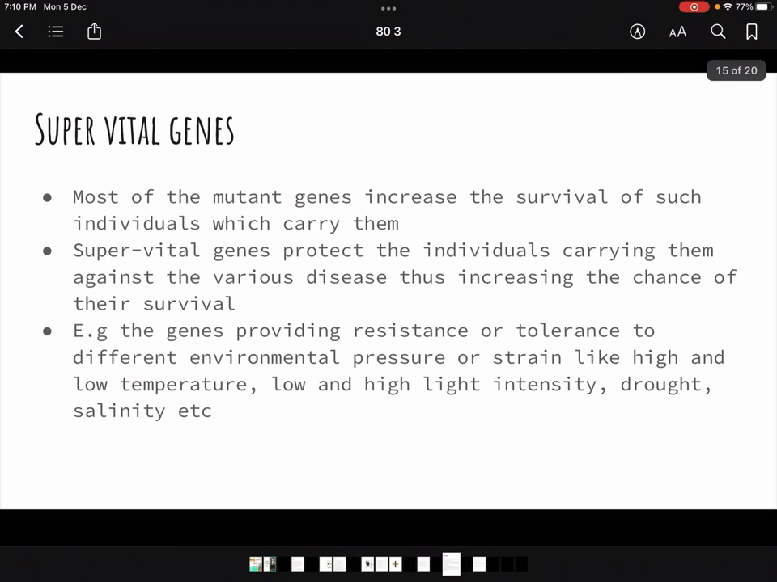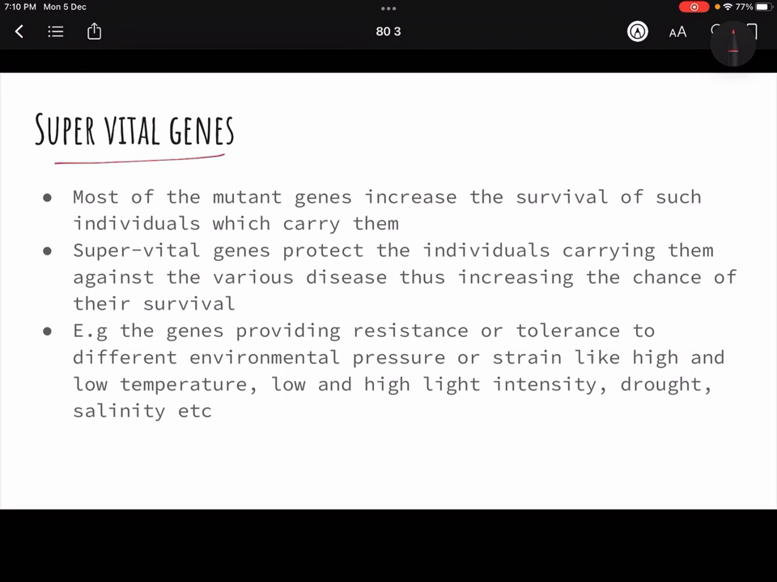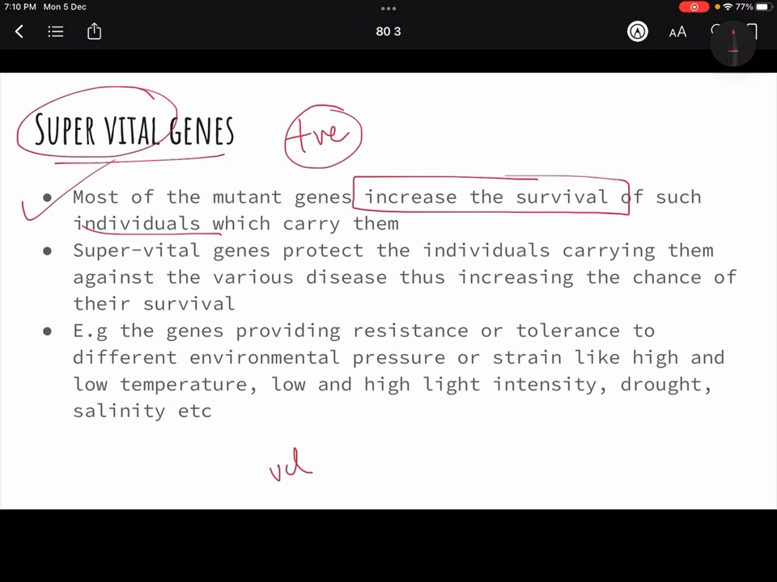Then comes the super vital genes. Now these explicitly, you can say, increase the survivability of humans or any individuals who carry them, because this is super vital. That means they will have a positive effect. In vital, what was it? They are not causing any difference. They are indifferent. They are not causing you any problem. They are not causing you any positive thing, but it's okay. Vital means, right, if it is there, it will have a positive impact. But super vital will definitely increase the survivability of the individual possessing it.